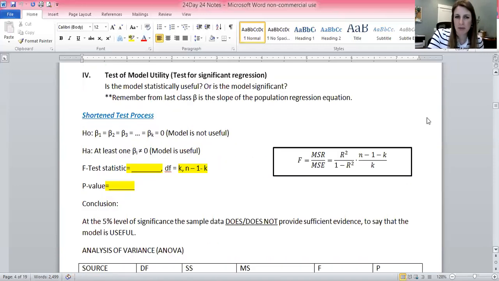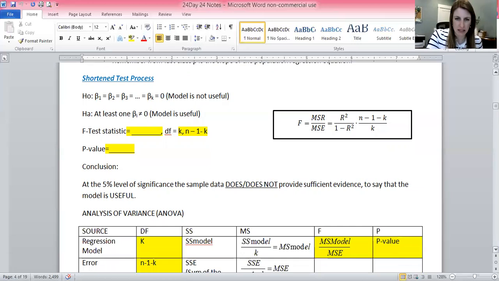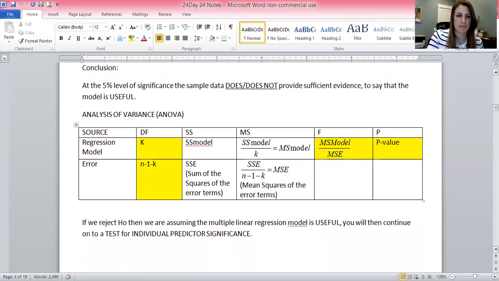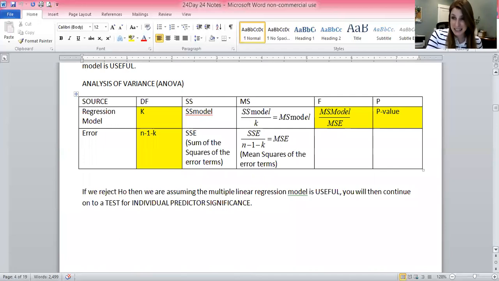And remember, we get this right from our Minitab output from when we built our model. We fit the model and we got the equation of the line out. I have a little bit of the output right here just to show you it's the same as usual. Right here's my F test statistic and my p-value. Here's my degrees of freedom. This isn't the full output, but it's just part of it. That's the part you're using. If we reject the null, then that means my model is useful.